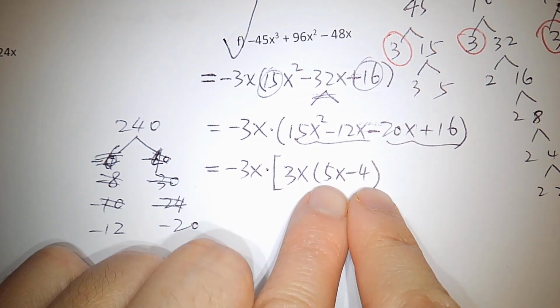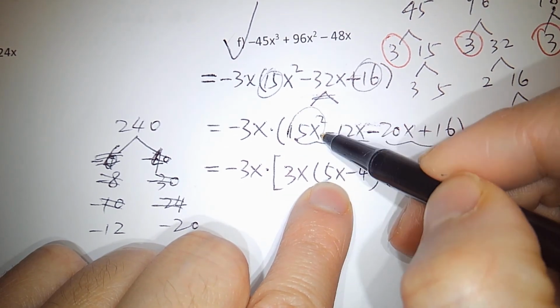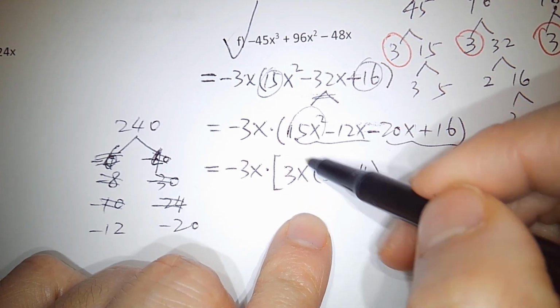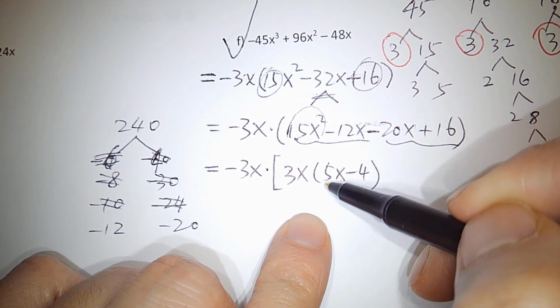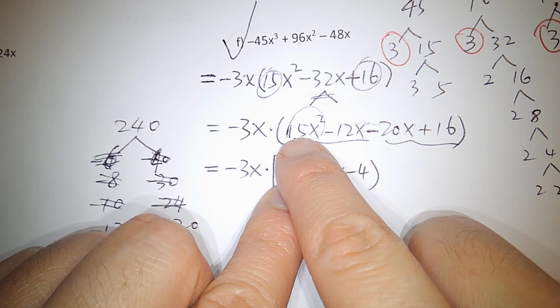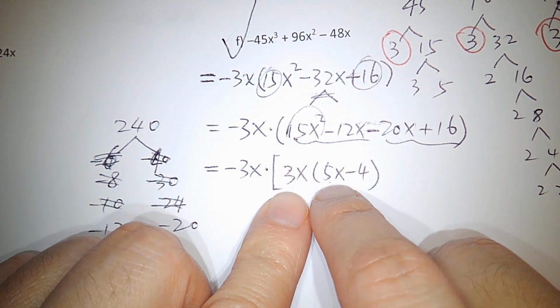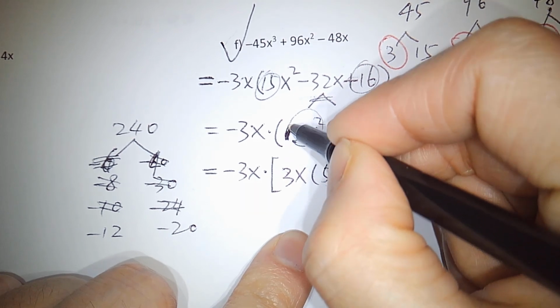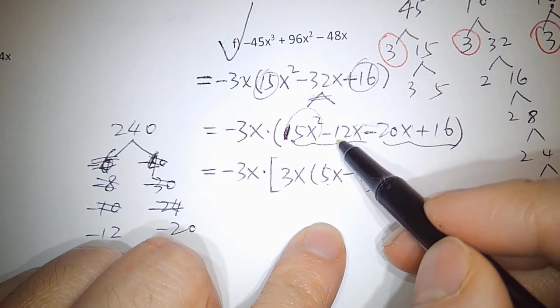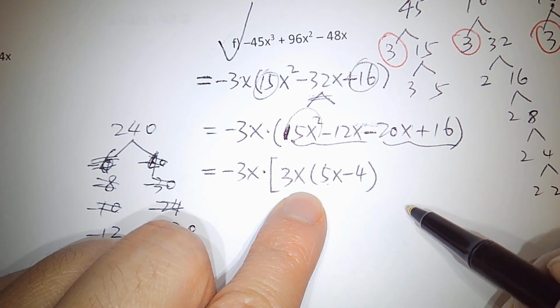Some of you don't know how to get the terms inside the parentheses. What do you do? Use each term and divide by the 3x. That gives us the term inside, because we want this 3x times this to equal this, right? So 15x squared divided by 3x gives us the 5x, and negative 12x divided by 3x gives us negative 4, right?